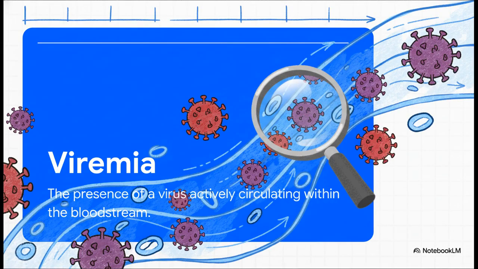Next is viremia. This simply means the presence of a virus actively circulating within your bloodstream. It is a critical window of time for transmissibility. For instance, in dengue patients, viremia can persist for anywhere from 2 to 12 whole days.